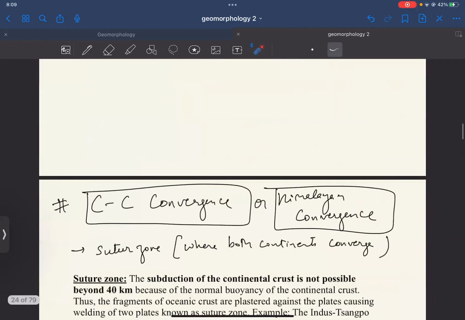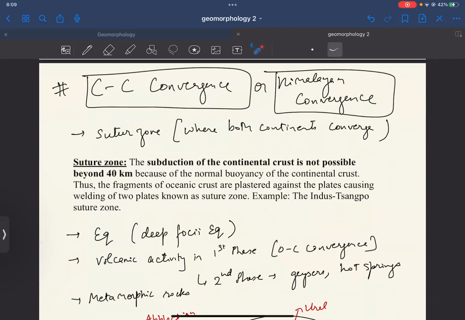The next set of convergence is continent convergence, or we also call it Himalayan convergence. Now see, there's one term, suture zone. Suture zones are nothing but the point where two continents meet. Two continental plates are meeting. That is known as suture zone. Likewise, we have the Eurasian plate and the Indo-Australian plate. They meet at the suture zone, which is known as Indus-Sangpo suture zone. Because many of you don't know about this definition, it should be clear. What is suture zone? All right.